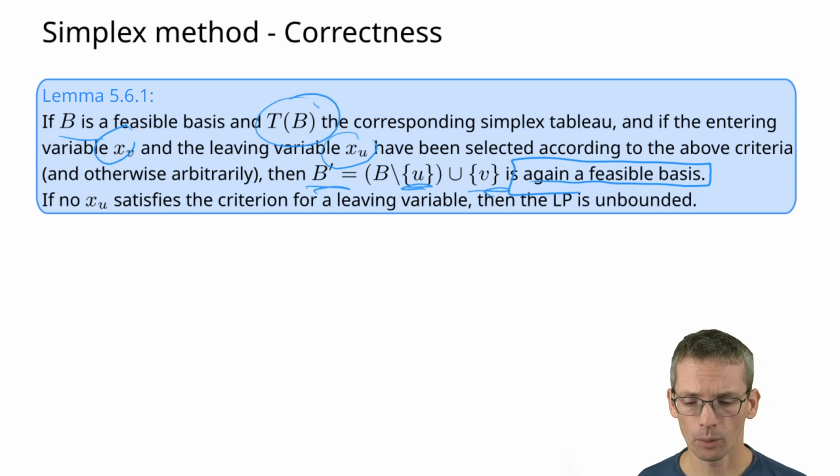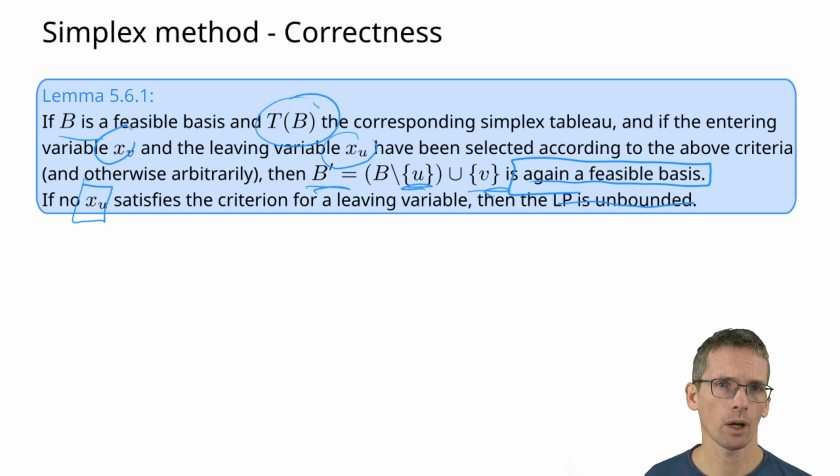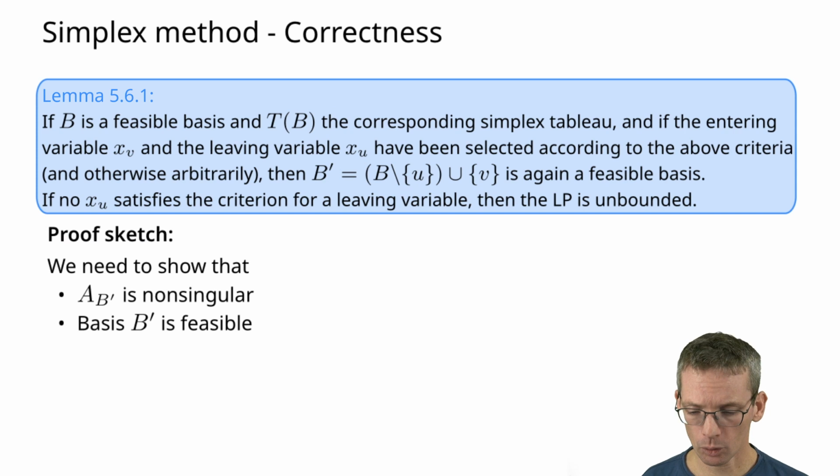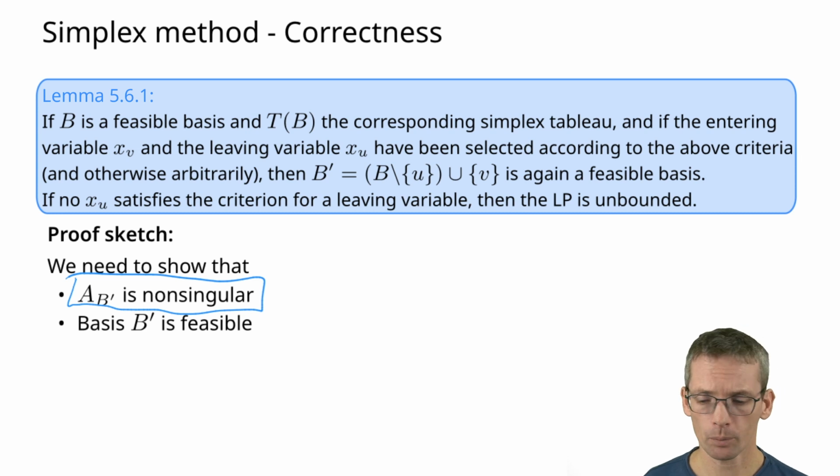Then also what we need to prove is that if we cannot find such an xu, then the LP is unbounded. And those together show that the simplex method is correct. And as I said, we're not going to do it. It's essentially a little bit of matrix calculation. Essentially what we need to show, first of all, that the corresponding matrix for B prime, so the columns of A corresponding to B prime, that again is a non-singular matrix, and then also that the corresponding solution is also feasible.